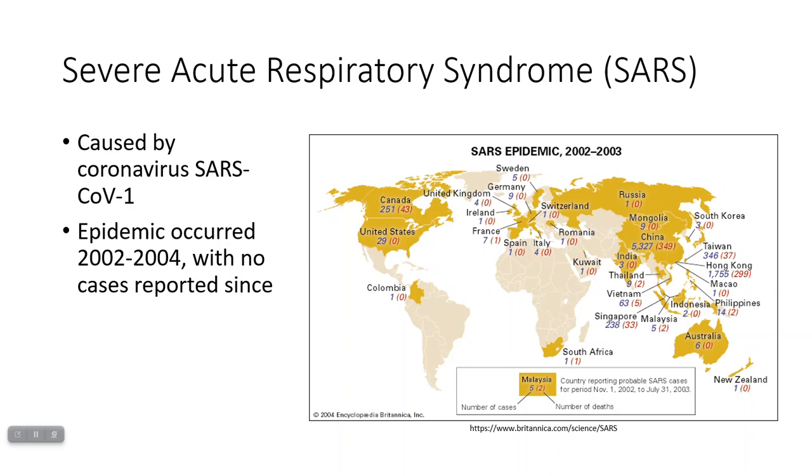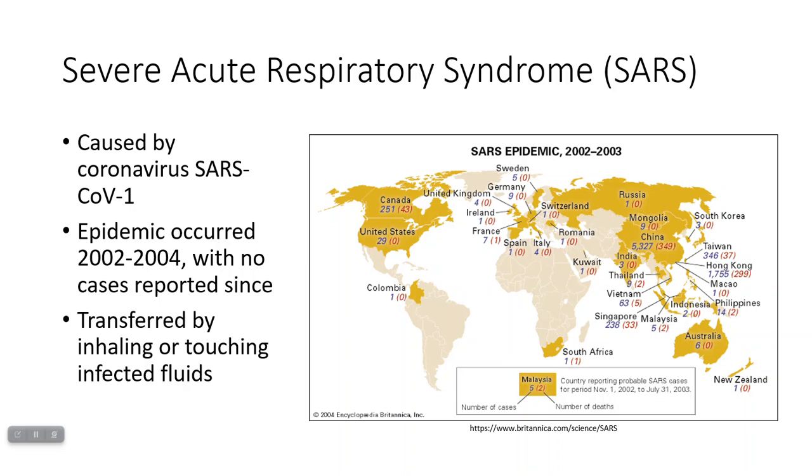So it's thought that SARS doesn't really exist in humans anymore, and it's transferred by either inhaling or touching infected fluids. So, what you'll see in this diagram is the number written in blue was the total number of cases, and the number in parentheses was the total number of people who died from SARS, the first SARS. Notice that the largest deaths occurred in Asia. It is thought that this virus originated in Asia, potentially from a bat, so another zoonotic disease.